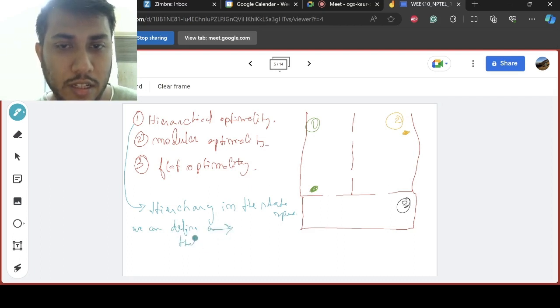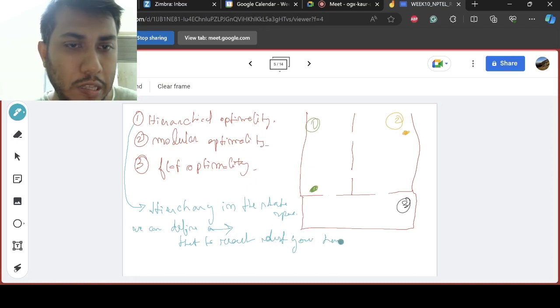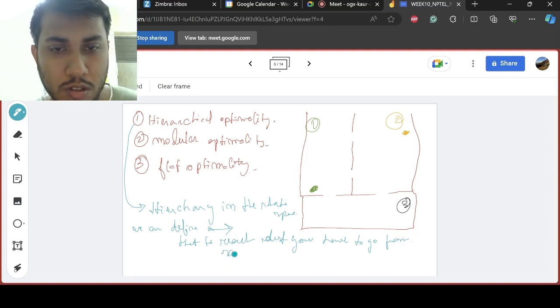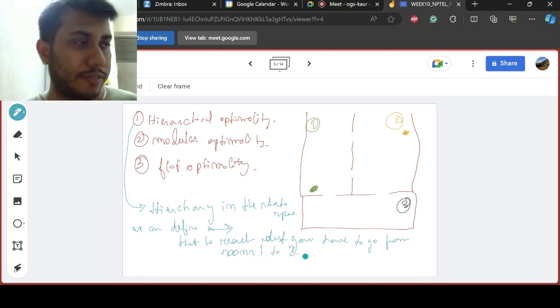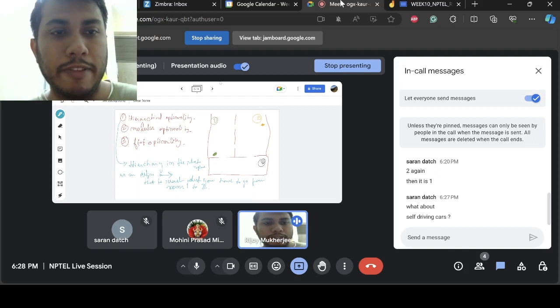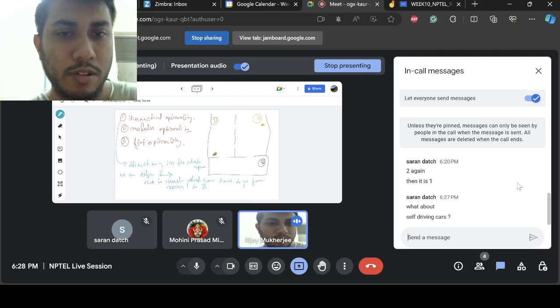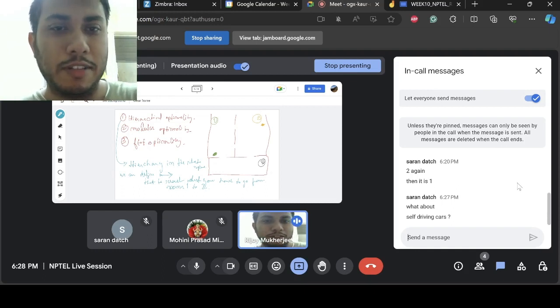We can define that to reach the destination you have to go from room 1 to 2, right? What about self-driving cars? You can think about this as a self-driving car.